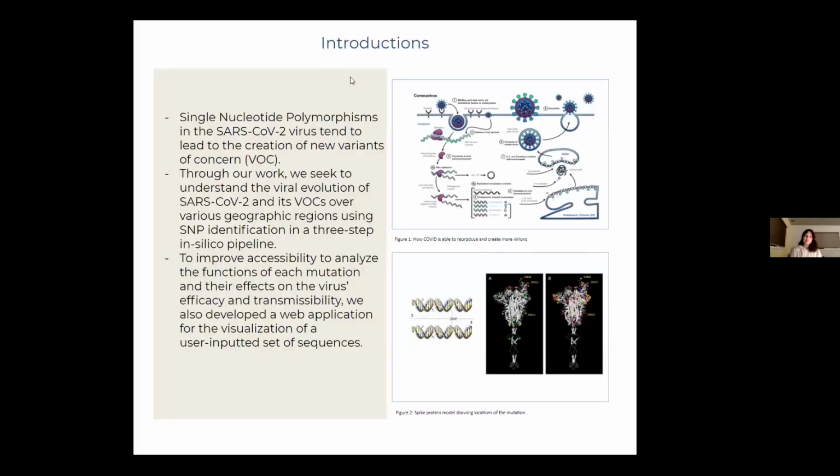Throughout the summer, we studied single nucleotide polymorphisms in the SARS-CoV-2 virus, which often led to the creation of new variants of concern. Through our work, we seek to understand the viral evolution of SARS-CoV-2 and its VOCs over various geographic regions using SNP identification in a three-step in silico pipeline. For further application, we also began the development of a web application for the visualization of user-inputted sets of sequences.